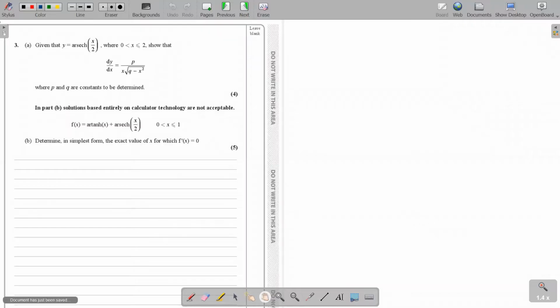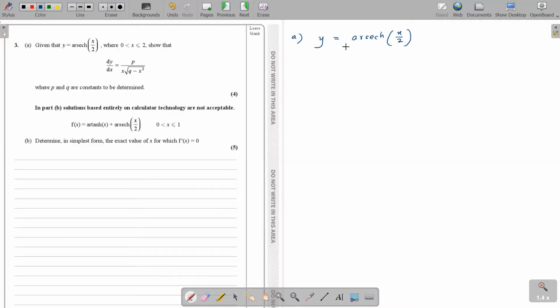Question number 3. Given that y equals arsech x over 2, where x is greater than 0 and less than or equal to 2, show that dy by dx equals p over x times root of q minus x square. Okay, so basically how do we get the show that? Now this is not a standard show that, so we need to do all the working and show.